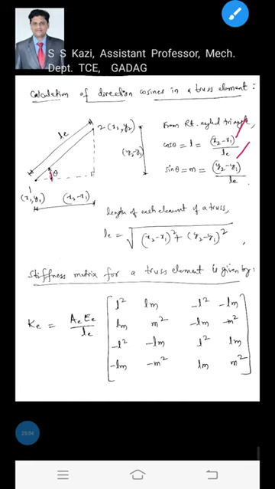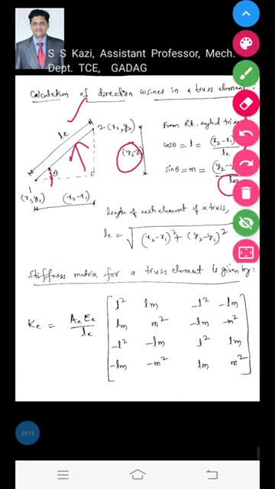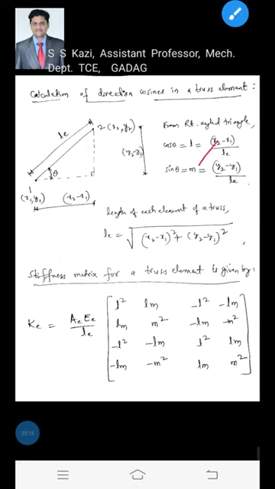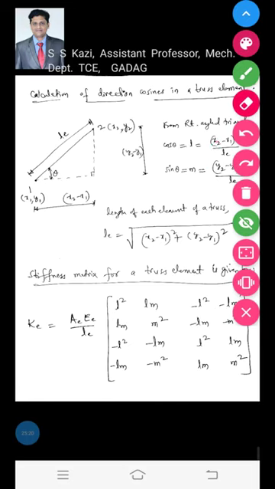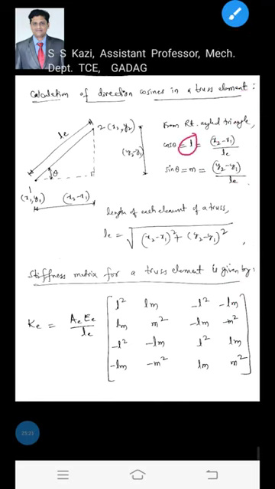And what is sin theta? Sin theta is equal to opposite, y2 minus y1, divided by the hypotenuse, LE. That is represented by m. Hence we got the formulas to find the direction cosines: l is equal to x2 minus x1 by LE, and m is equal to y2 minus y1 by LE, where x1, x2, y1, y2 are the coordinate values for nodes 1 and 2, and LE is the length of the element.